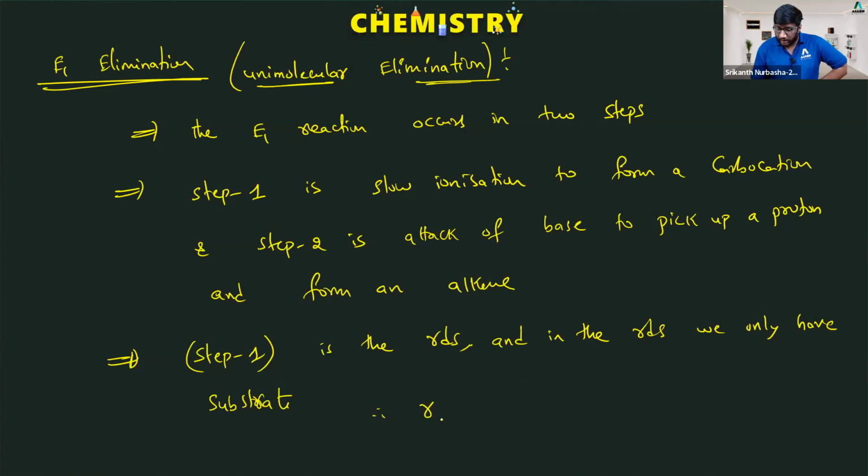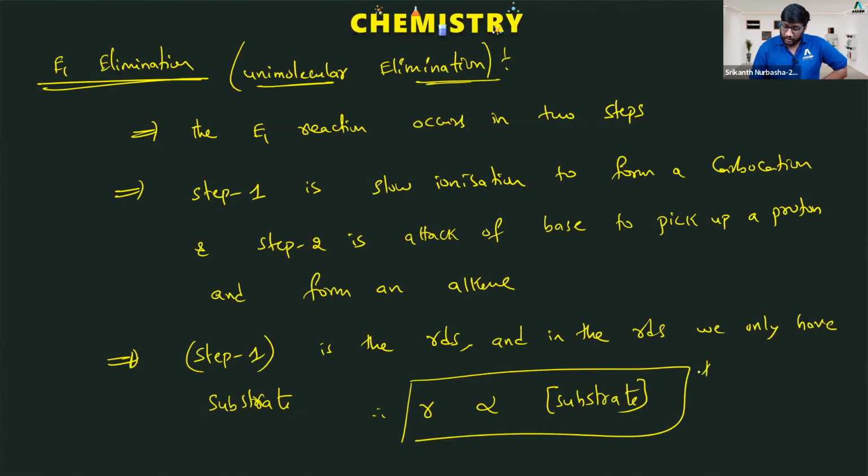Therefore, the rate of E1 elimination is directly proportional to the concentration of the substrate alone. It does not depend upon the base. So order is equal to 1, and molecularity is equal to 1.